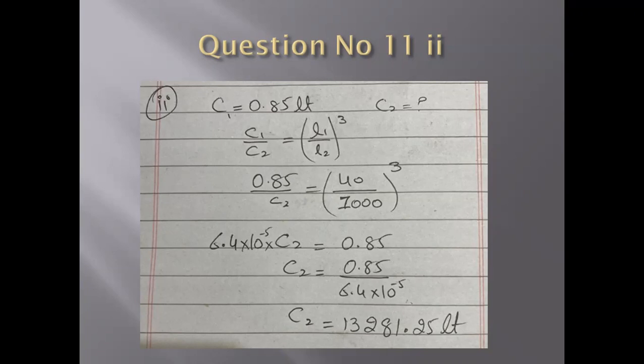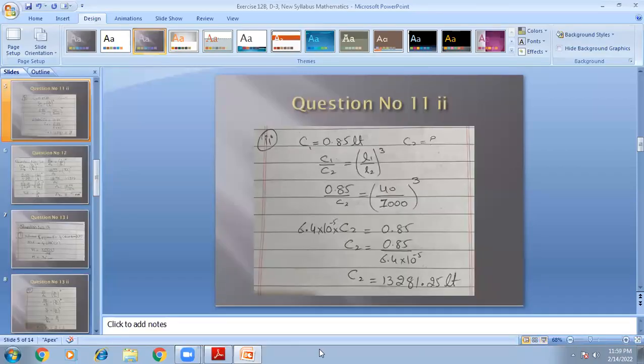Hopefully you understand. You should remember one thing: the volume, the mass, weight, capacity, they all are the cube of the ratio of the lengths. Okay, mass, capacity, weight, volume, they all have a relation with the ratio of the lengths. And C1 by C2 is equal to L1 by L2 whole cube. Hopefully you understand. This is how you do it. You will do the question number 11, second part.